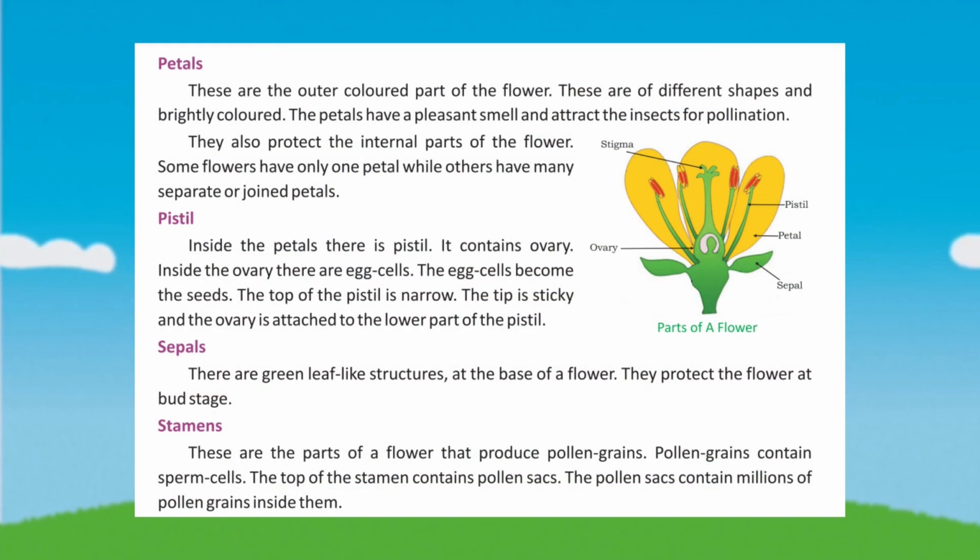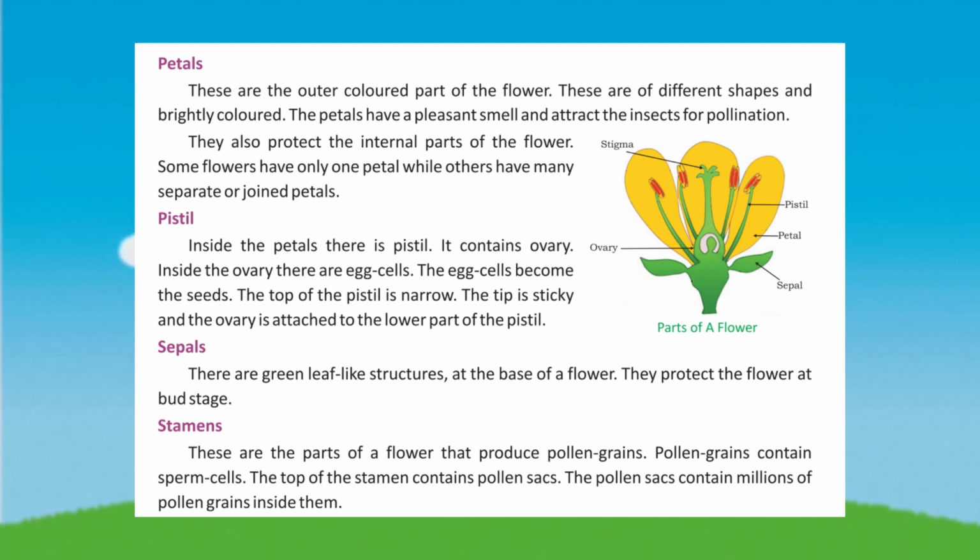Petals. These are the outer colored part of the flower. These are of different shapes and brightly colored. The petals have a pleasant smell and attract the insects for pollination. They also protect the internal parts of the flower. Some flowers have only one petal while others have many. Separate or joined petals.